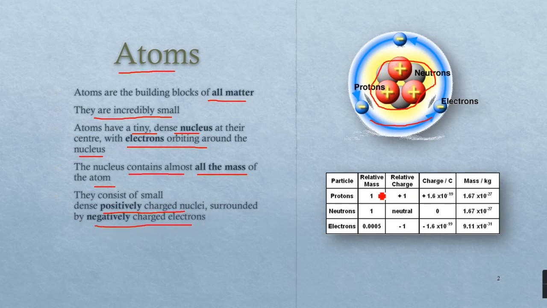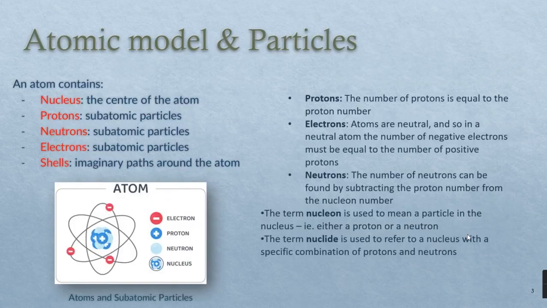In terms of the mass, we know that the heaviest parts of the atom are in the nucleus, namely the protons and the neutrons. Each proton has a mass of 1.67 times 10 to the power of negative 27 kg, and similarly the same for neutrons. However, electrons are much lighter, at 9.11 times 10 to the power of negative 31 kg.